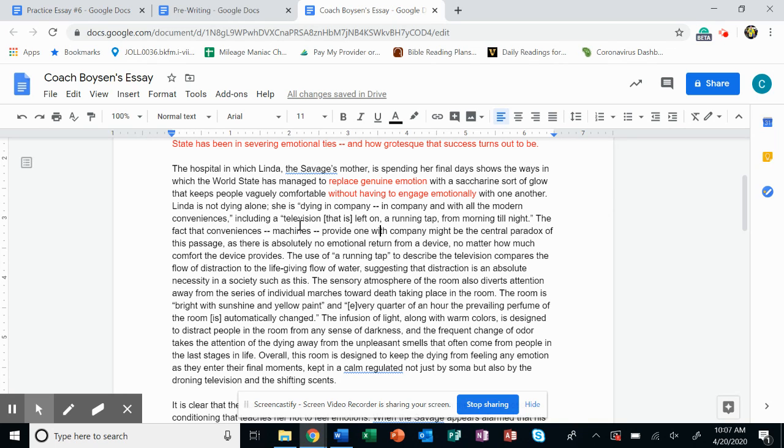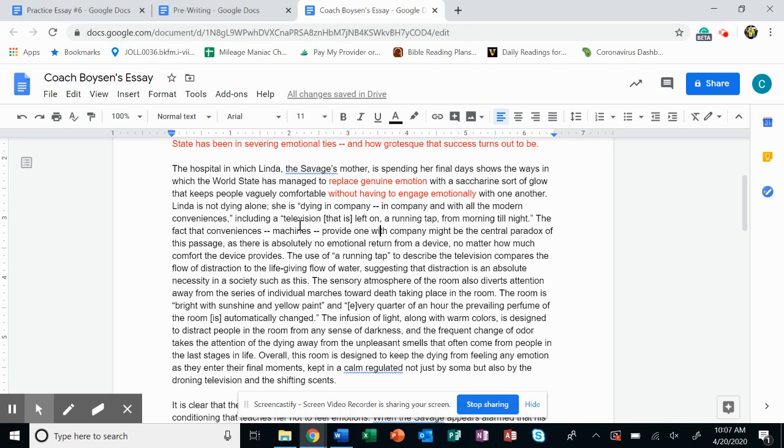Okay. Linda is not dying alone. Now I'm getting into Q1. Linda is not dying alone. She is dying in company and with all the modern conveniences, including a television that is left on a running tap from morning till night. And remember, why do we use those brackets? Well, we write about literature in the present tense. So if you can, you want to move your verbs into the present tense in quotes. And you also can use brackets to smooth up quotes so you can put them together in your writing.